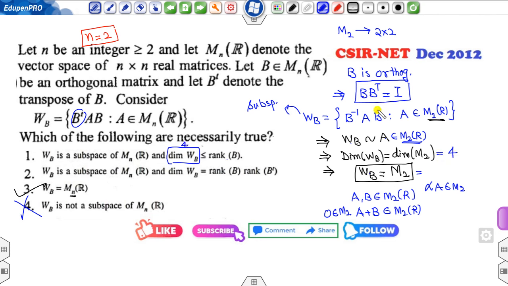What is the rank of B? Because B is an orthogonal matrix, that means the determinant of B is non-zero. So what is the rank of this matrix? The rank of this matrix is the number of its column vectors. So 4 is less than or equal to 2, not specified. Dimension, rank of the 2. What is the rank of B transpose? The rank of B transpose is always the same as the rank of B, which comes to be n.